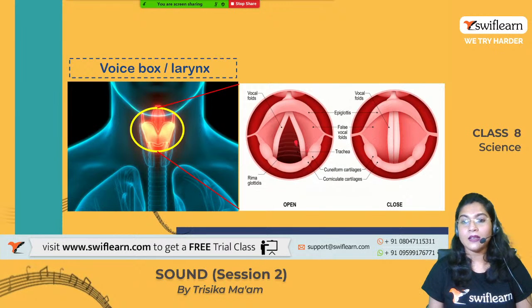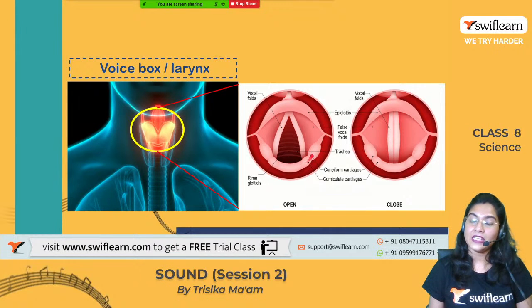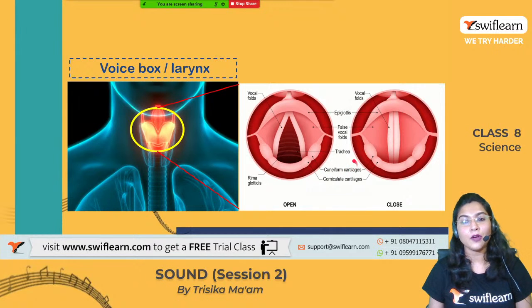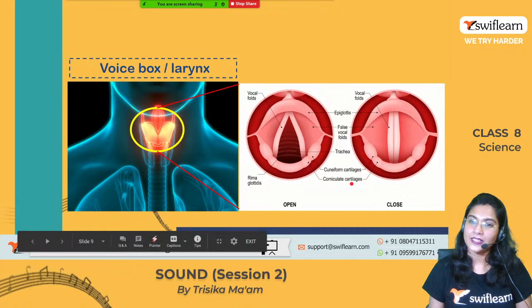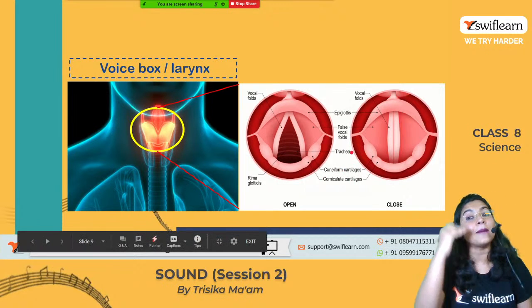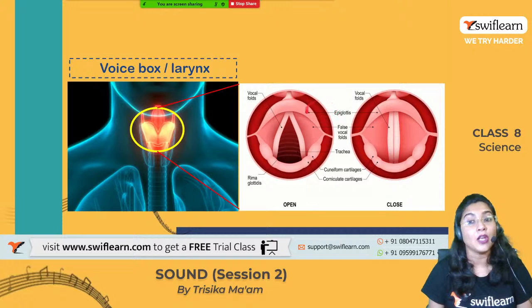Then if you see inside it, this one is the trachea. Trachea is the windpipe, right? We know that. And also the different cartilages are present, which are the cuneiform cartilage and corniculate cartilage, right? And just above it is the epiglottis. It is a flap like structure. We already studied it, right?